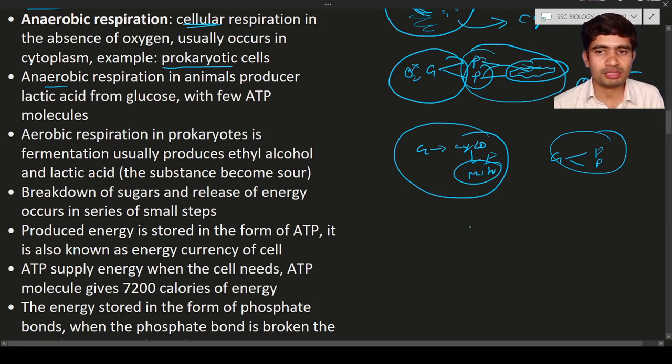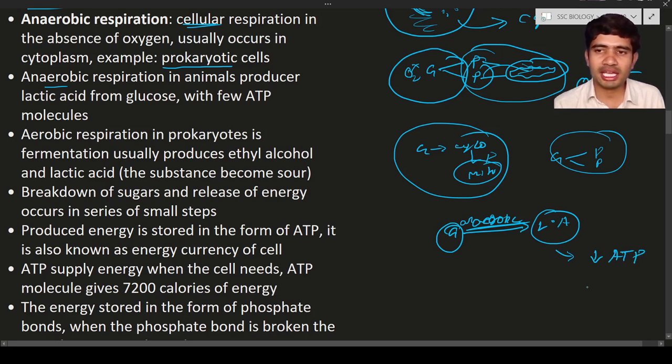If anaerobic respiration occurs in human beings, it leads to the production of lactic acid. Glucose molecules are converted into lactic acid in the process of anaerobic respiration. In this case, very little ATP is produced.